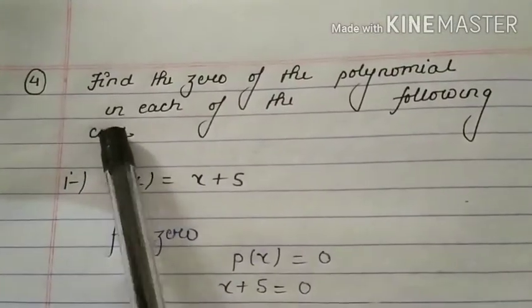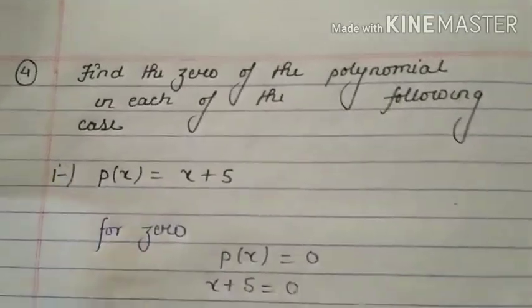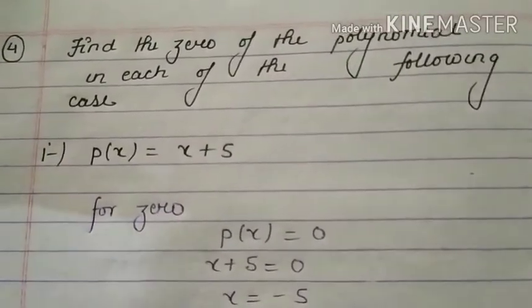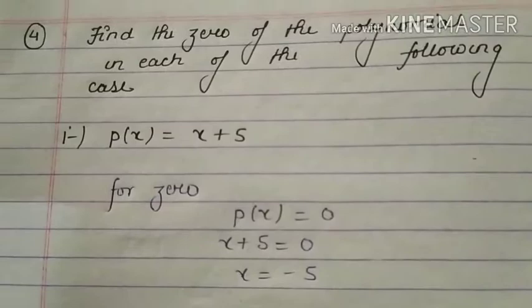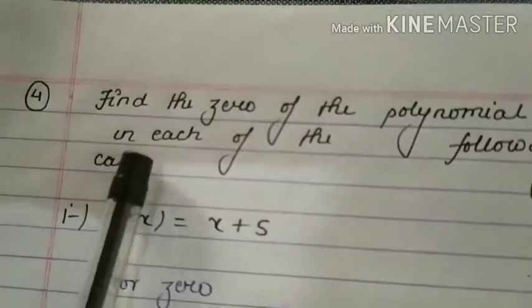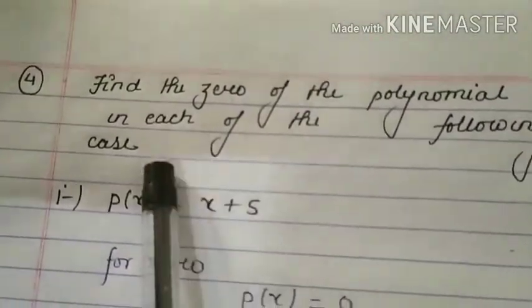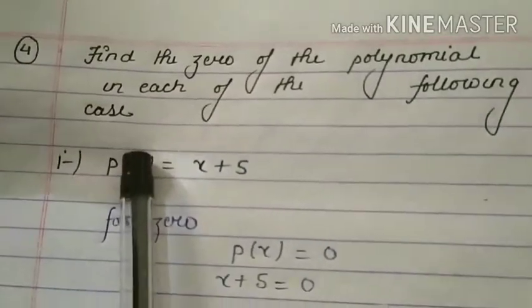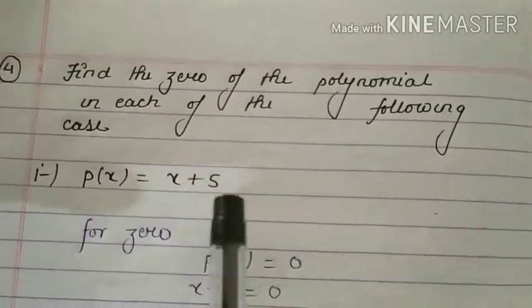In this video we are going to solve question number 4 of exercise 2.2 of polynomials. Find the zero of the polynomial in each of the following cases. You have to find the zeros of the polynomial.